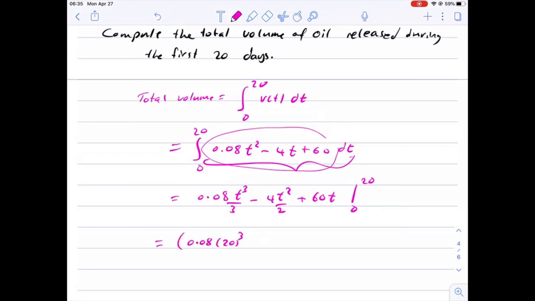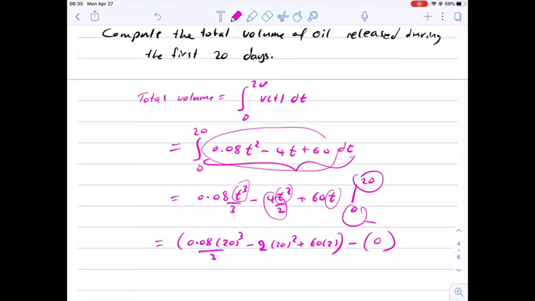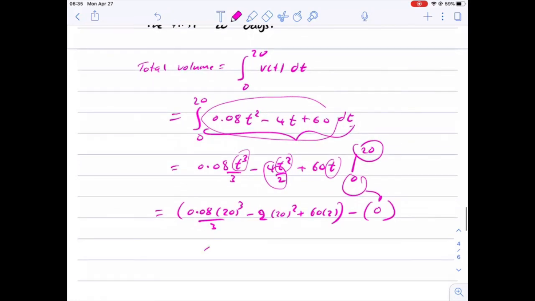20. 0.08 times 20 cubed over 3 minus 4 over 2 is 2, so 2 times 20 squared plus 60 times 20. This is the substitution of the upper limit minus substitution of the lower limit, since we have t's here, so it's 0. Now using a calculator we get some number like 613.3 thousand barrels, and that's it.